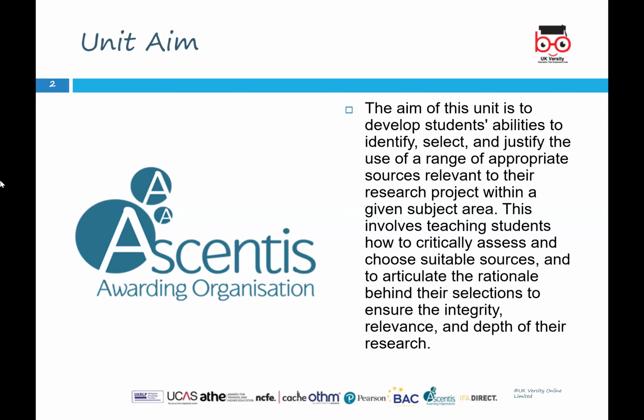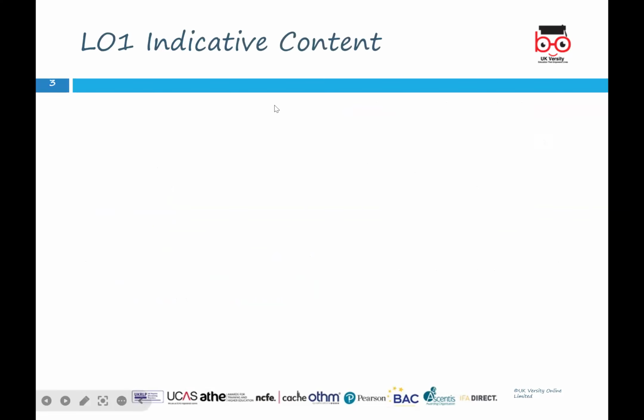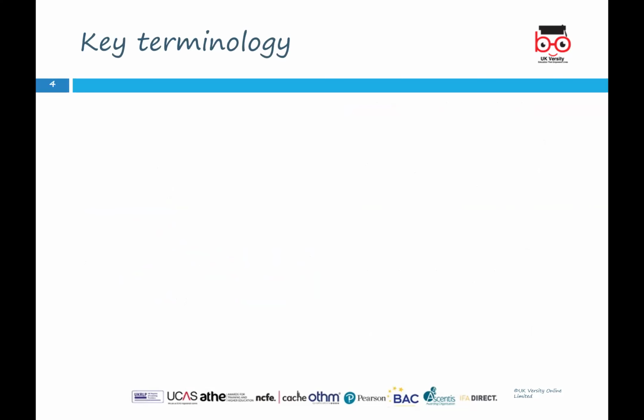So this unit would involve teaching you how to critically assess and choose suitable sources. If you're choosing one, why are you choosing that? Why are you not choosing the other one instead? And then to articulate the rationale behind your selections to ensure the integrity, relevance, and depth of your research. So how are you saying that this resource that you found, or the research that you're using, is rigorous enough? Has it been peer reviewed or not? Has anyone else also had a look at it or not? So we are talking about all of this.